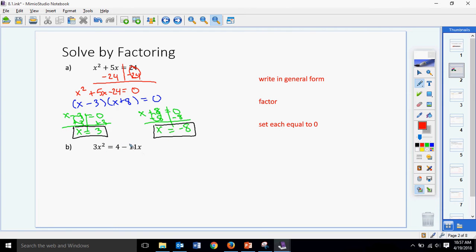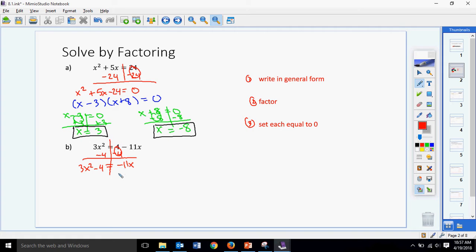Let's hop down here. I'm going to follow these same steps. I'm going to write in general form, step 1. Step 2, I'm going to factor. And step 3, I'm going to set each of them equal to 0. So if I'm going to get this in general form, I want to move everything to the left side. So that means I need to subtract 4. That way these cancel. I have negative 11x equals 3x squared minus 4.